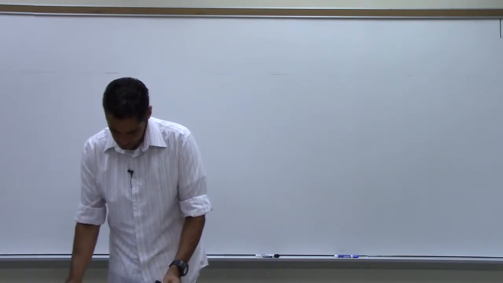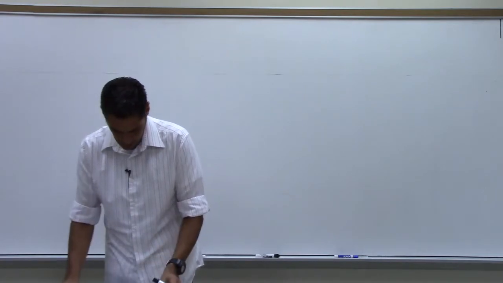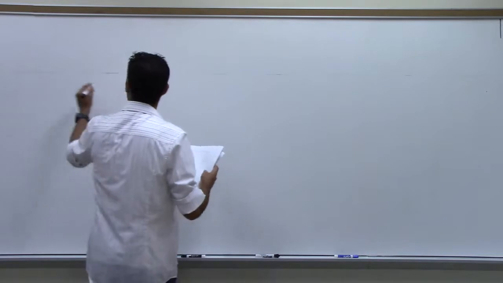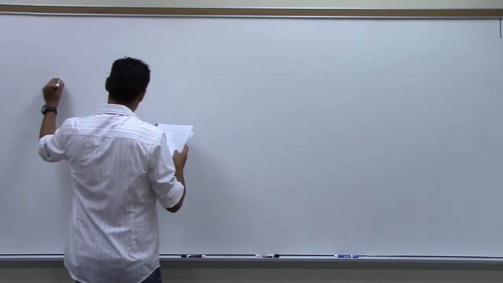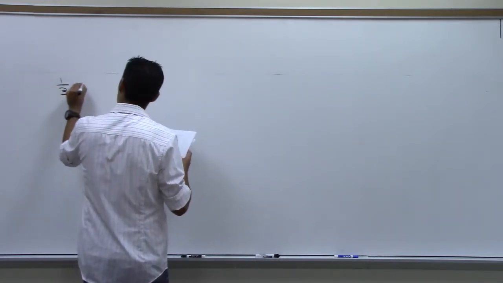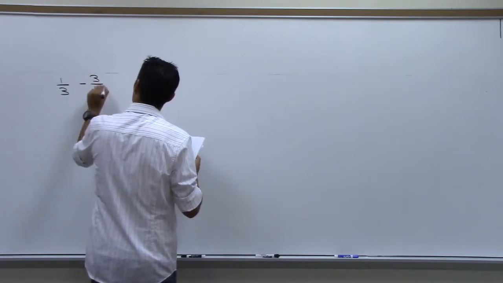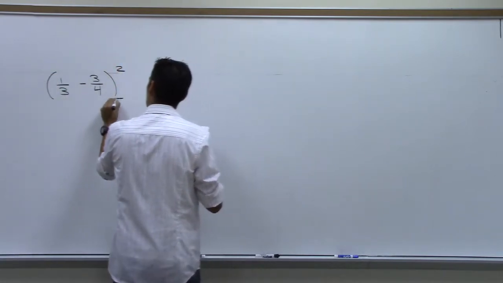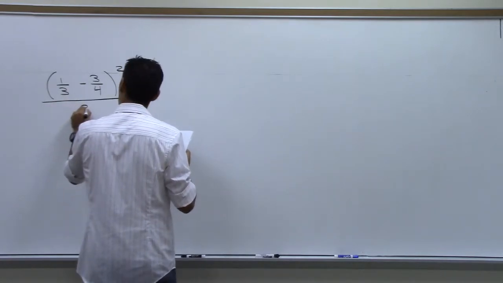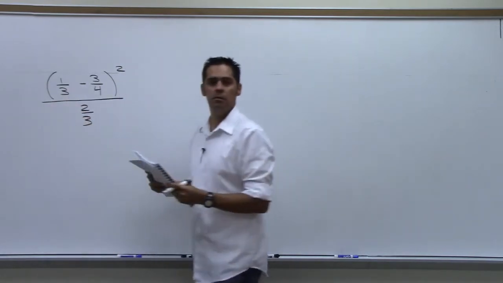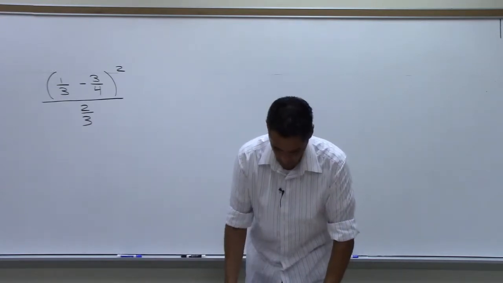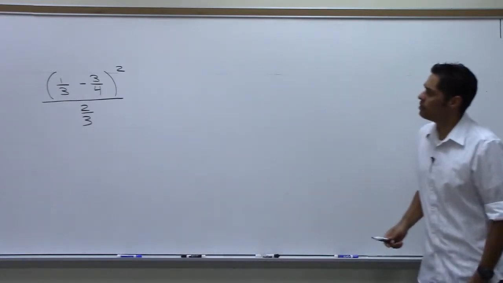Number 12. So this was on page 11, number 12? Okay. This is what I have. 1/3 minus 3/4. That entire quantity is in parentheses, and then it's squared, and then over 2/3. Is that what you have? Yes? Okay.